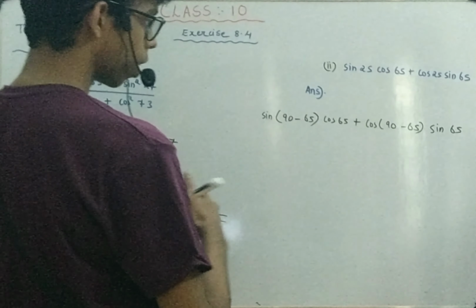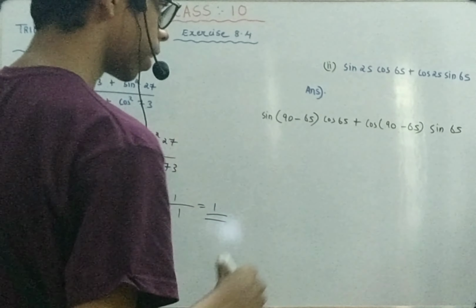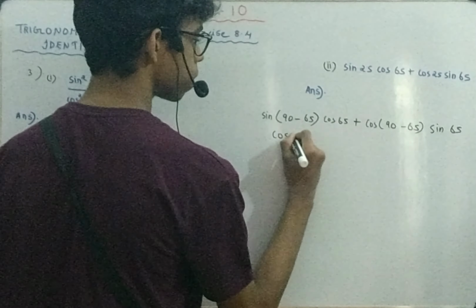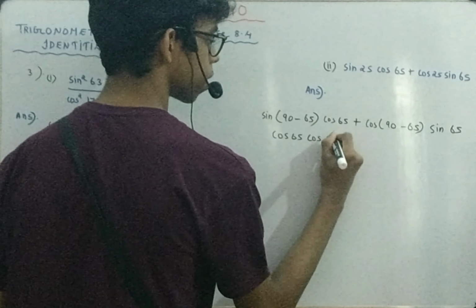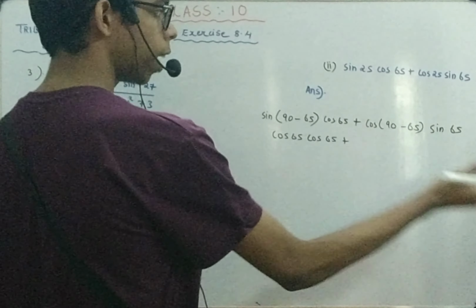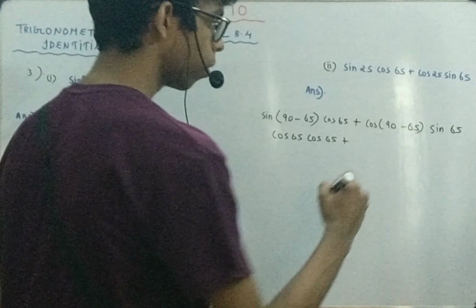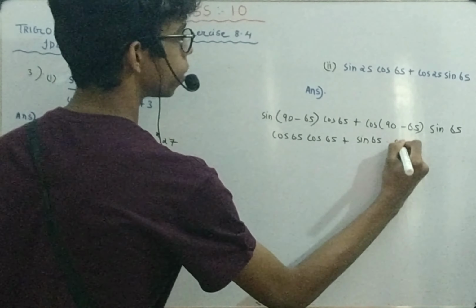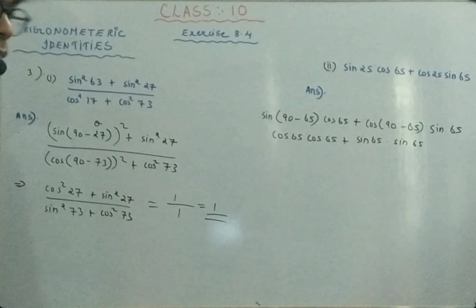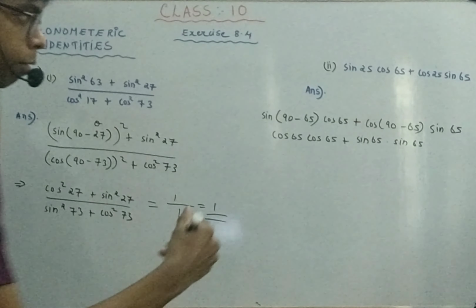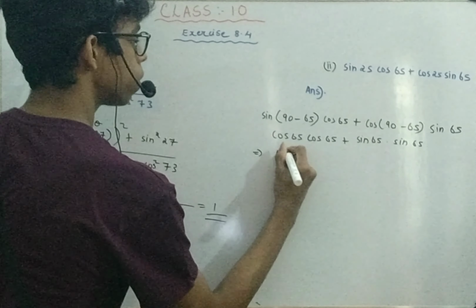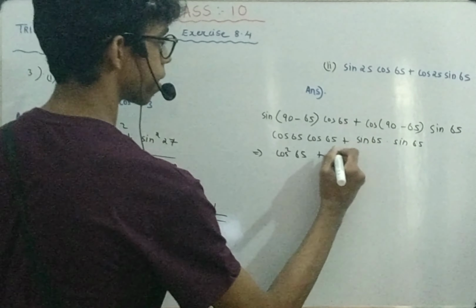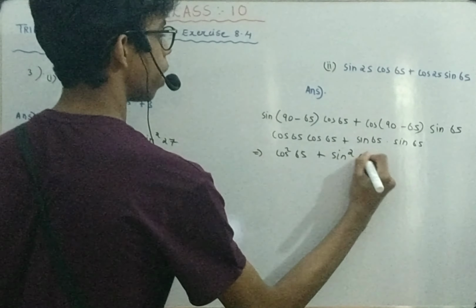Okay, so now if you see sin of 90 minus theta, sin will change to cos. So we can write cos 65 plus, here cos of 90 minus theta, cos will change to sin. Okay, so I can write over here sin 65 into sin 65. So we know cos 65 into cos 65 can be written as cos square 65, isn't it? Plus sin 65 into sin 65 can be written as sin square 65.